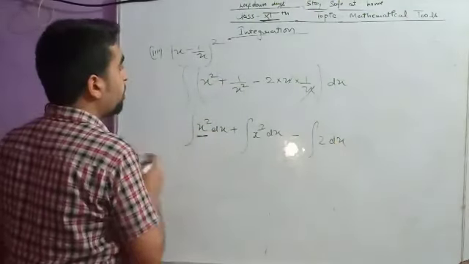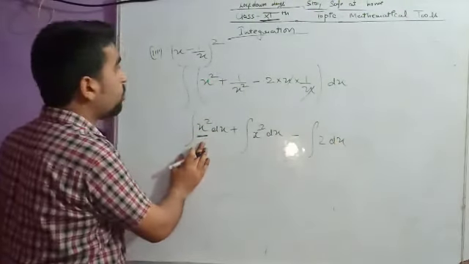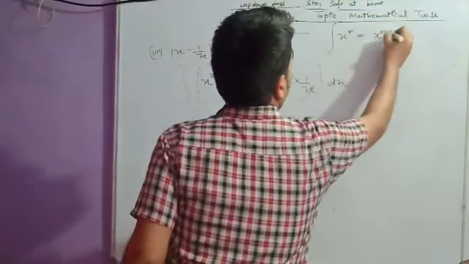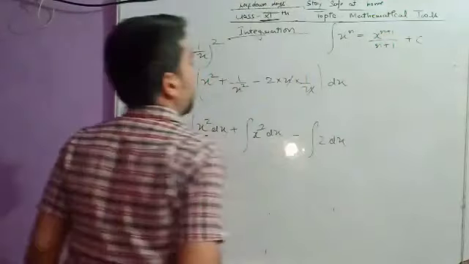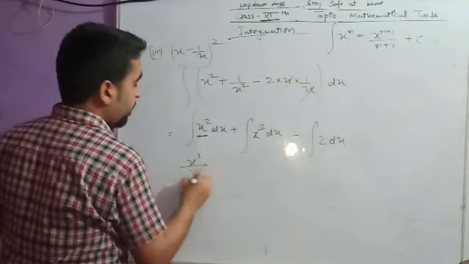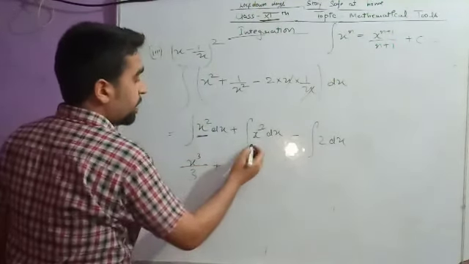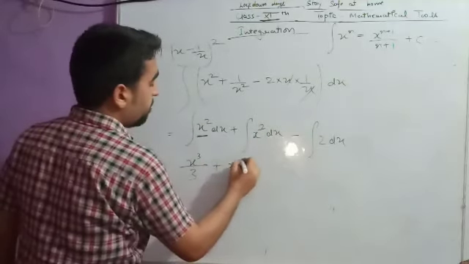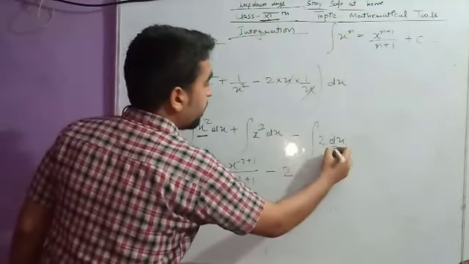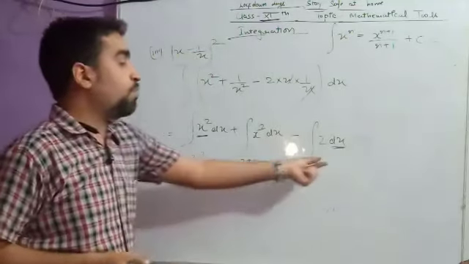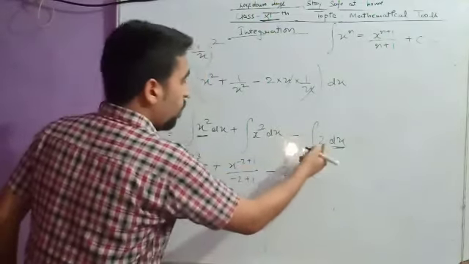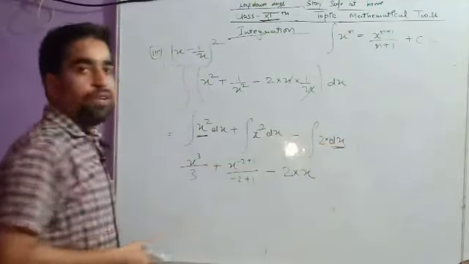Now students, what will be the integration of x square? I already have told you one identity: integration x to the power n is equal to x to the power n plus 1 divided by n plus 1, plus c. So apply the same identity here. This will be x to the power 2 plus 1, that will be x cube, divided by 3, plus x to the power minus 2 plus 1 divided by minus 2 plus 1, minus 2. What will be the integration of dx? dx is a very small elementary part, and when you integrate this, you will get x. Or you can say here is 1, so integration of 1 is x.